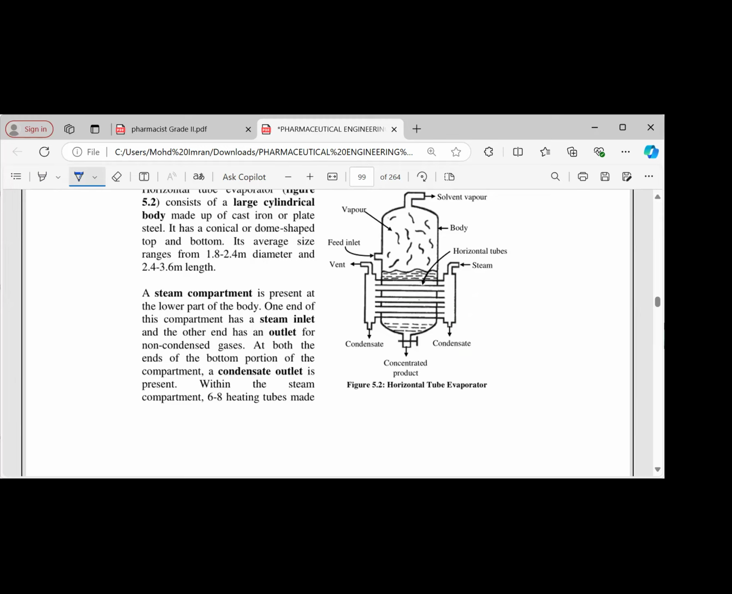Yes, very good. So above here you can see an equipment, the horizontal tube evaporator. Doesn't it look similar to the geyser?